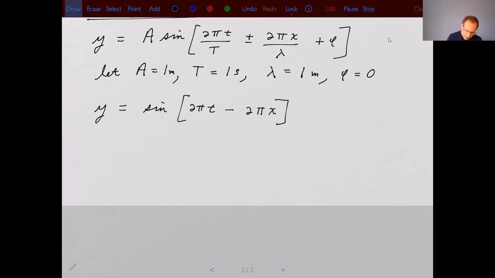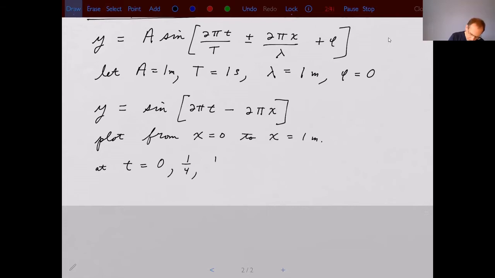Okay, so what I want to do now is plot this function from x equals 0 to x equals 1 meter. So that'll be along the horizontal axis, from 0 to 1. And then I want to plot it at particular times. I want it at time t equals 0, a quarter, a half, 3/4, and 1 second. Okay, so let's see what this looks like.